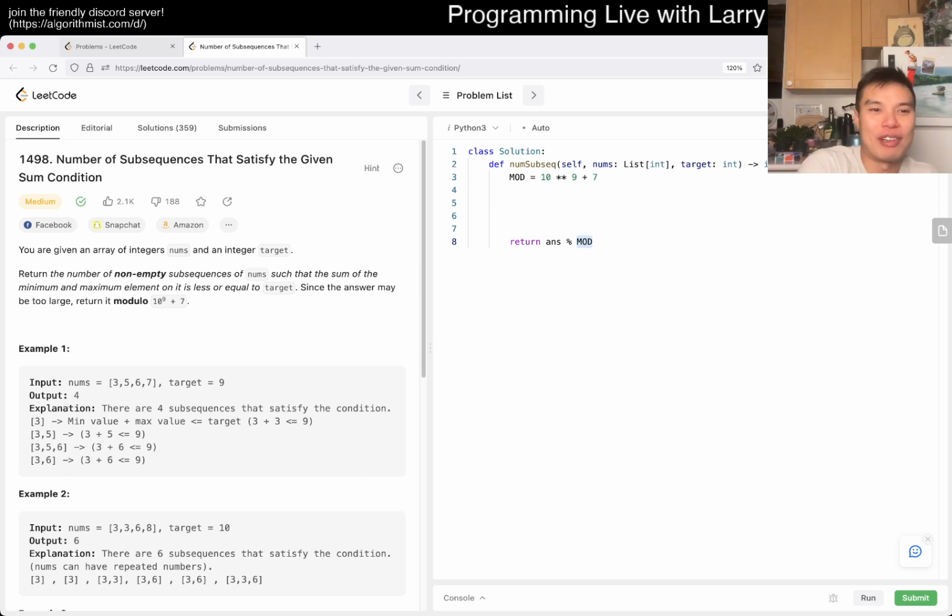But okay, so you're given an array of integers nums and an integer target. Return the number of non-empty subsequences of nums such that the sum of the minimum and the maximum elements in it is less than or equal to target. Since the answer can be too large, return it modulo 10 to the 9 plus 7. Okay. Let me reread this in a sec.